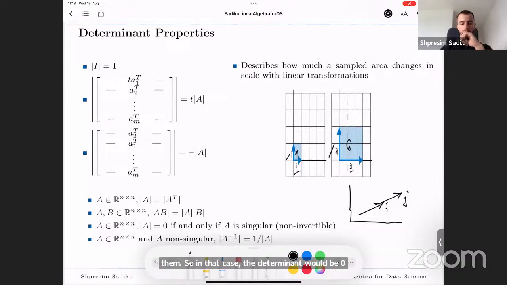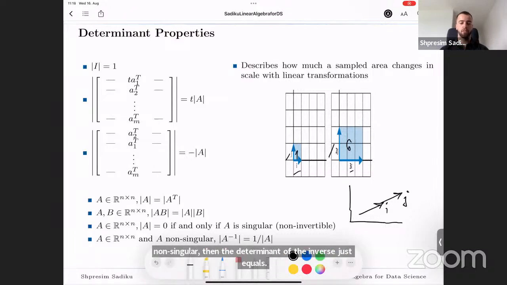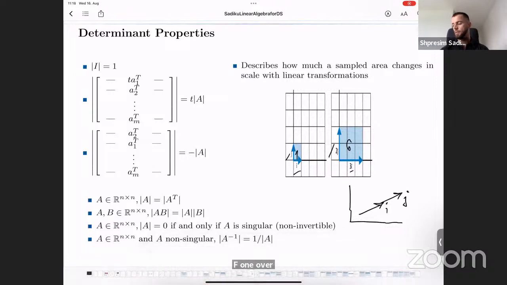And if A is a matrix in R^(n×n), and if A is non-singular, then the determinant of the inverse just equals the fraction 1 over the determinant of A.